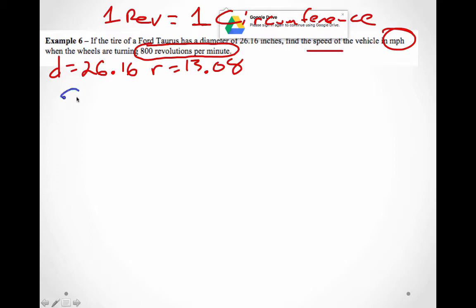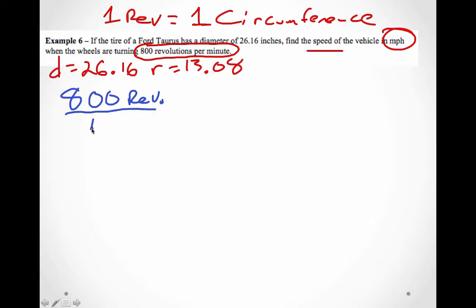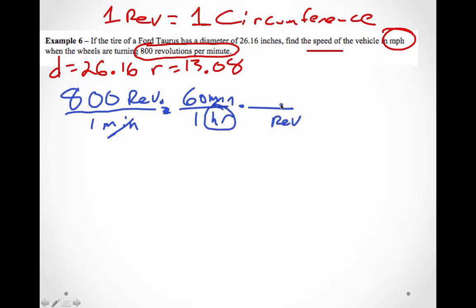So we're going to go from 800 revolutions in 1 minute, and we want to go to miles per hour. I'm going to take care of my minutes and hours first. 60 minutes in 1 hour. Boom. I've got my hour. Next, I need to take care of my revolutions and 1 circumference.